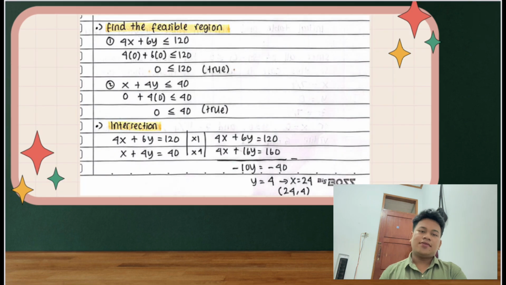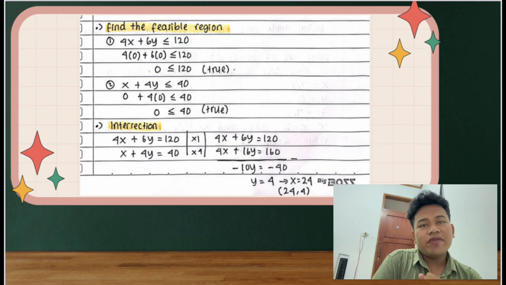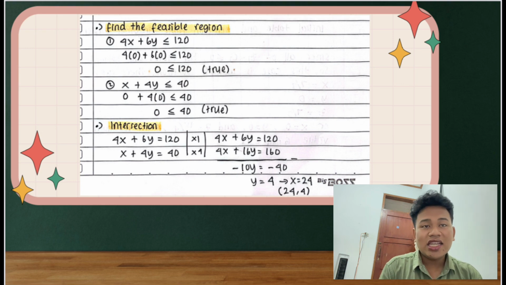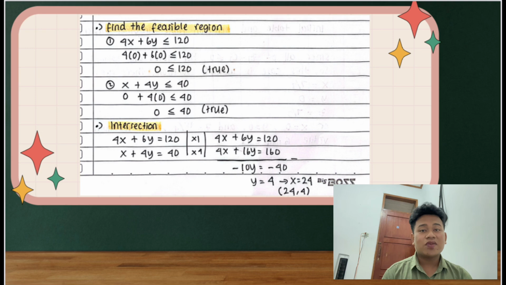Okay, next. Then we find the solution area. By means of the two equations, we suppose the x value is 0 and the y value is 0. That we get 0 less than or equal to 120, where the statement is true. With the same treatment, we get 0 less than or equal to 40 in the second equation. Then we set it according to the solution area.